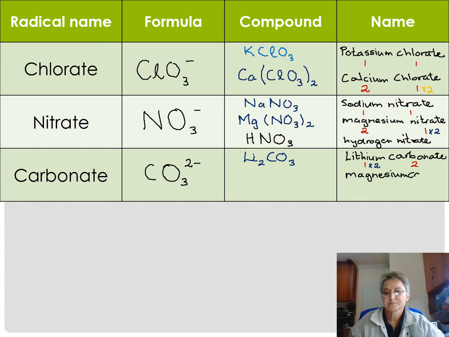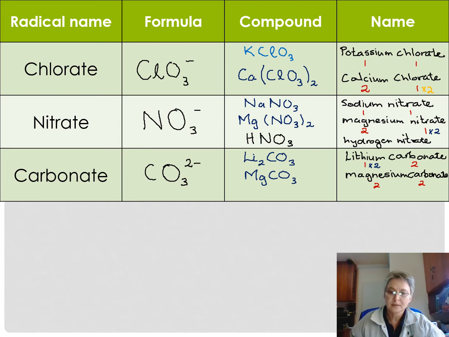Carbonate. Now magnesium is an element in group 2, so its valency is 2. Carbonate's got a 2 negative charge, so its valency is 2. So to write the formula for magnesium carbonate, 1 magnesium joins to 1 carbonate.